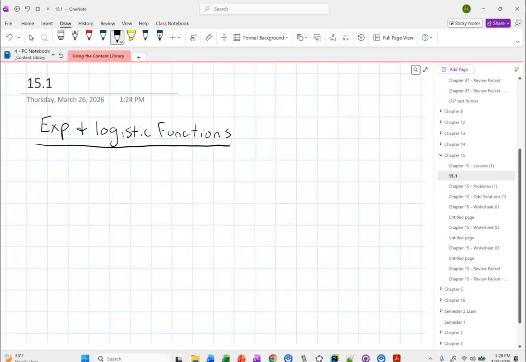In section 15.1, we're going to start, though, just by introducing us to two of the three types of functions, specifically exponential and logistic functions.